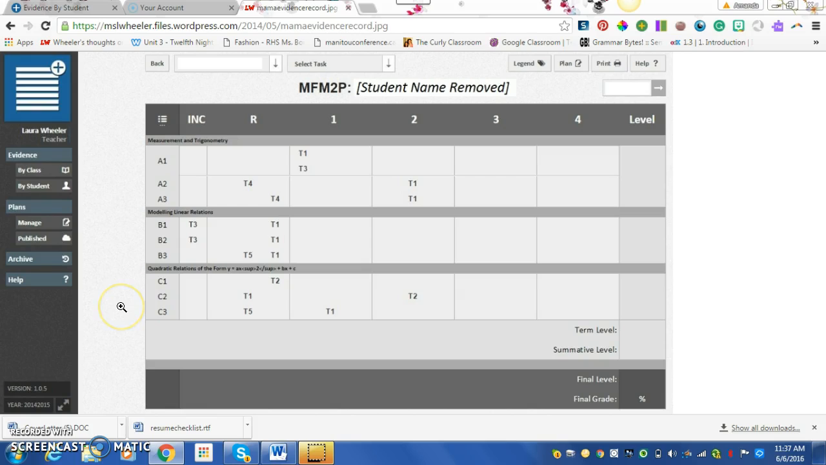So take a look at your evidence record, look in the attachment in the email that's going to be in your inbox momentarily, and let me know if you have any questions.